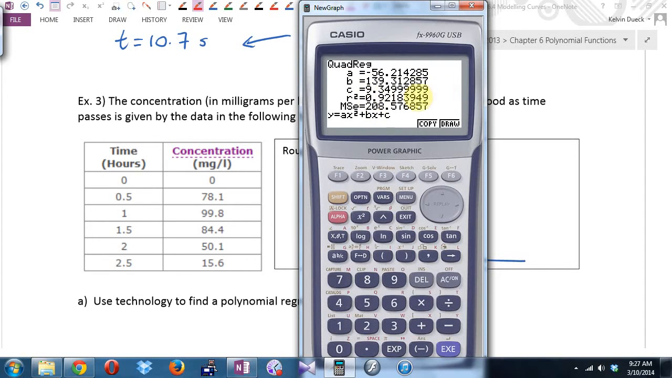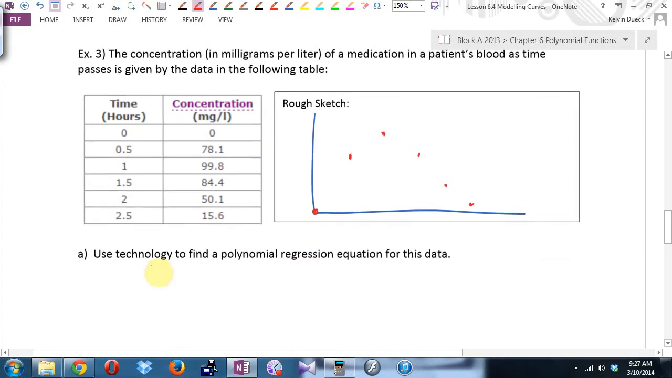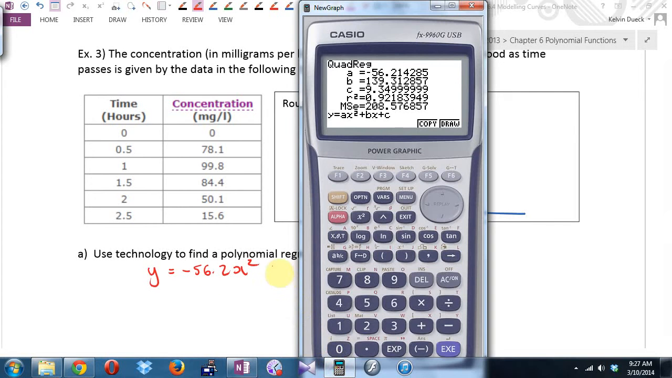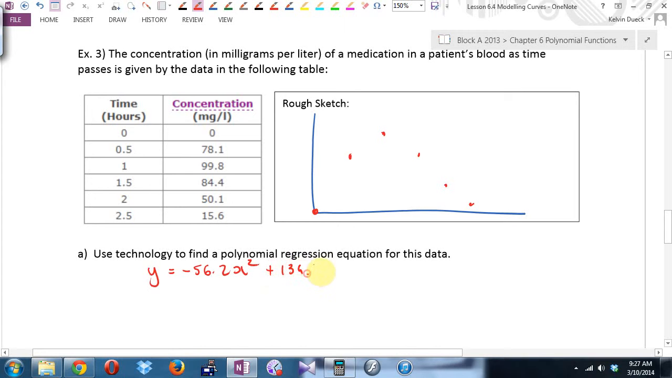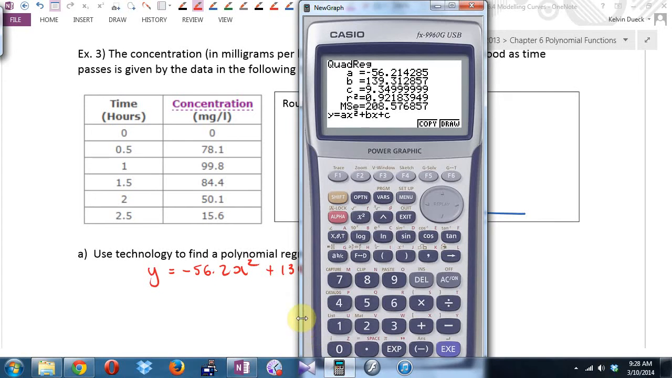What's our r squared value, Connor? 0.9. That's pretty good. I think that's a good guess. So as an equation, y equals negative 56.2 x squared plus 139.3 x plus 9.35.